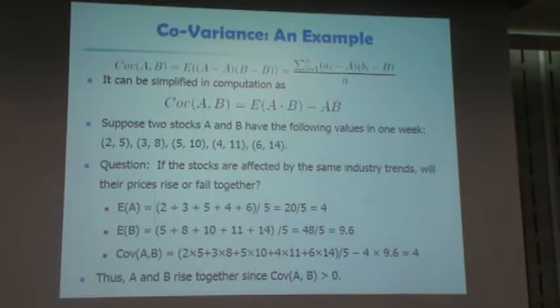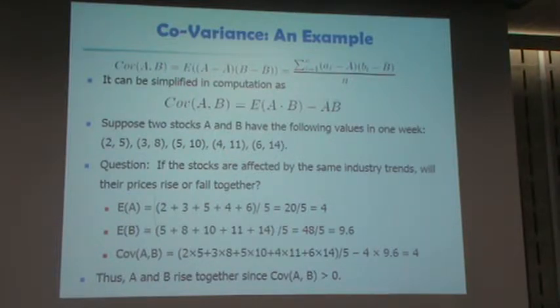Okay, let's see an example for the covariance. We have two attribute data: 2 and 5 is one data item, another one is 3 and 8, 5 and 10, 4 and 11, 6 and 14. This is the stock market price for a week. This is the price of A, 2, 3, 5, 4, 6, and 5, 8, 10, 11, and 14 is the price for B. So we try to find whether A and B are related.